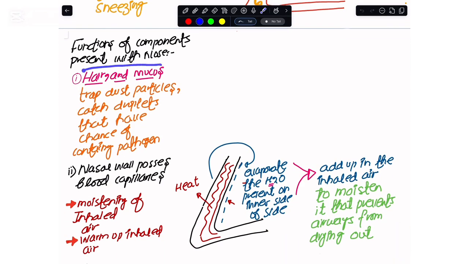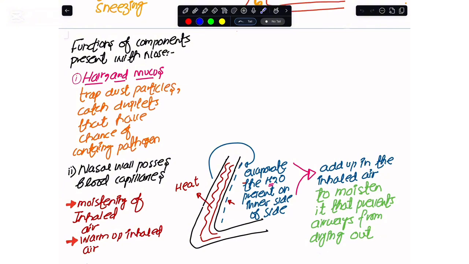The hair and the mucus on the inside of the nose trap any of the dust particles that we are inhaling. In our external environment, there is a chance that a person may be suffering from some disease. When he sneezes, he releases some droplets, and those droplets can contain pathogens. So thanks partly to this hair and the mucus, they not only trap the dust particles, but they also catch the pathogens.